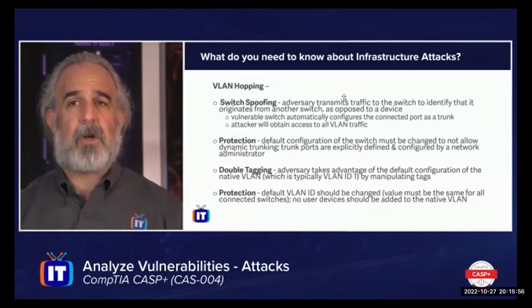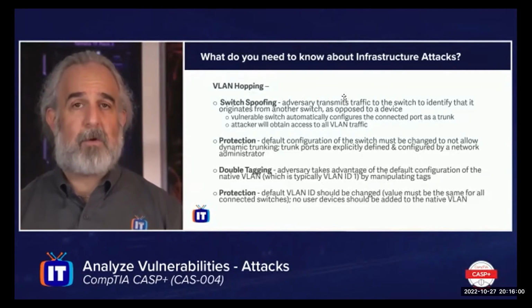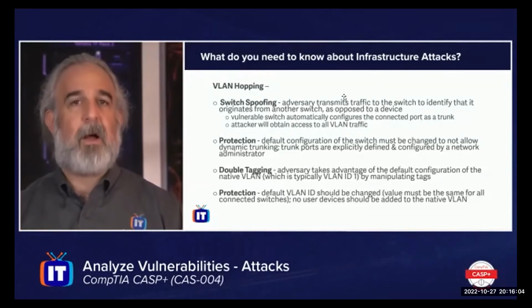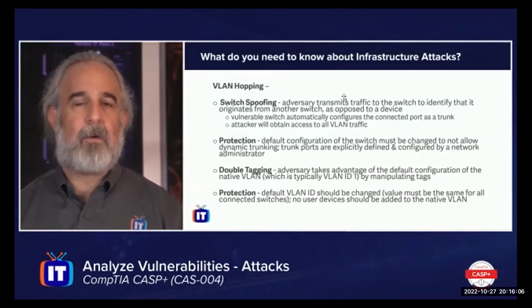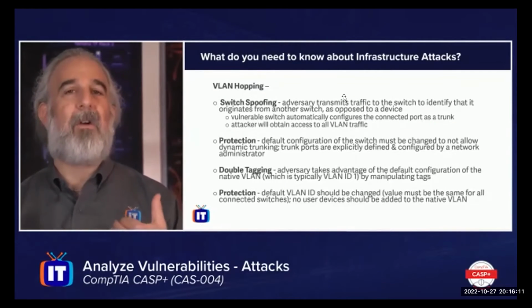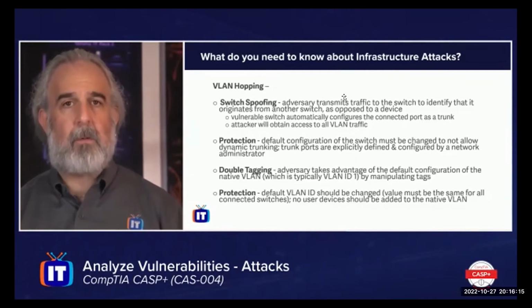So here we need to make sure that we change that default configuration. Do not allow the use of dynamic trunking. Trunk ports that must be defined should be explicitly defined and configured manually by a network administrator and/or through scripts that are automating that, but done under our control, not dynamically at the discretion of the switch, in other words, is what we would suggest.